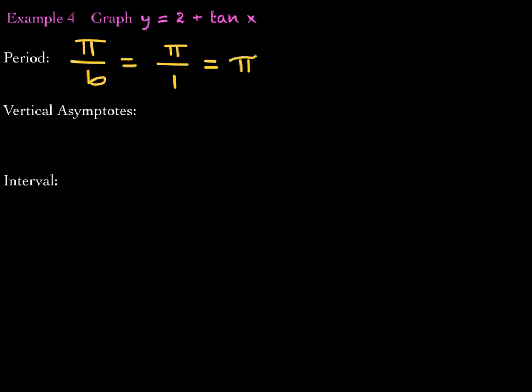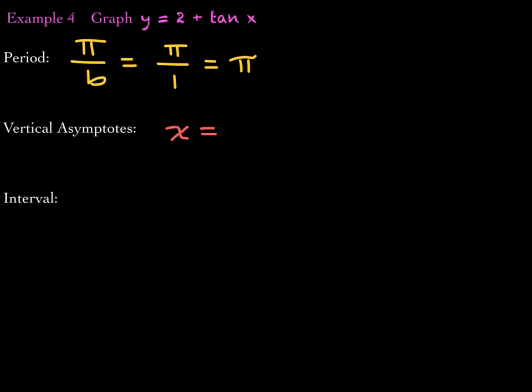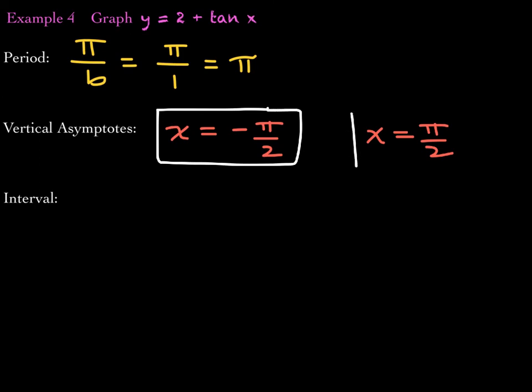And so the period is just pi, just like normal, right? So that has not changed. The vertical asymptotes: because this is the tangent function, take your argument and set it equal to negative pi over 2. Take your argument and set it equal to positive pi over 2. We already knew that these would be the vertical asymptotes because this is where they are normally located, and there is no horizontal transformation, so that's still where they're located.